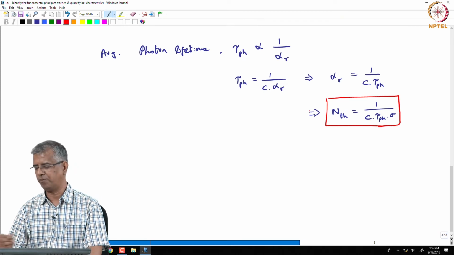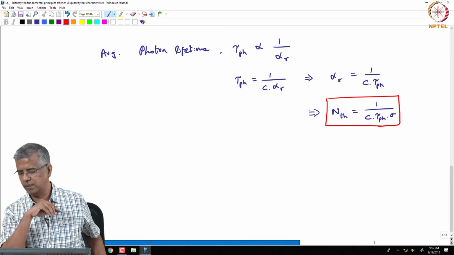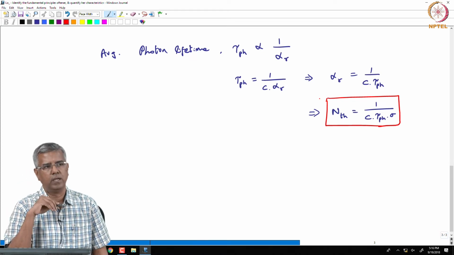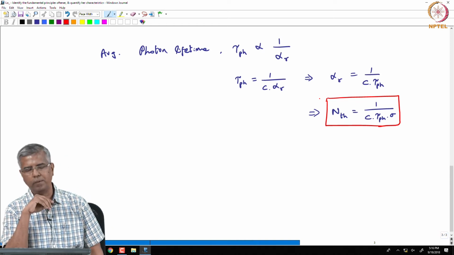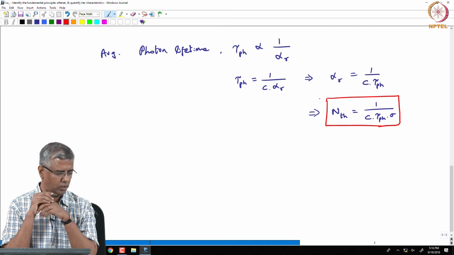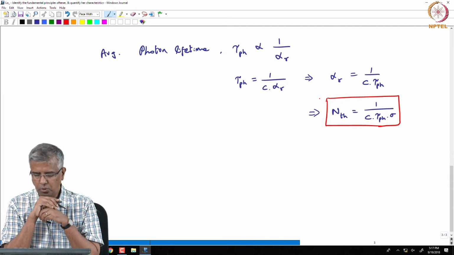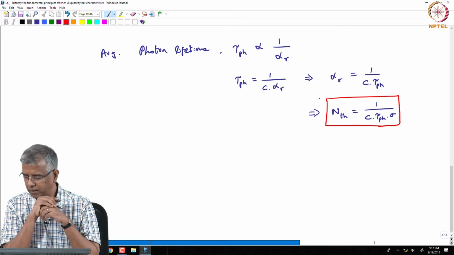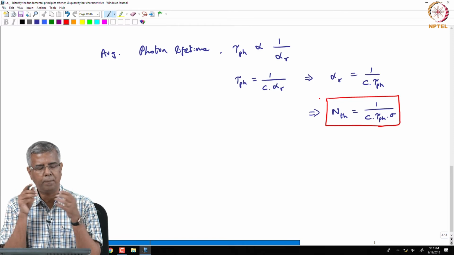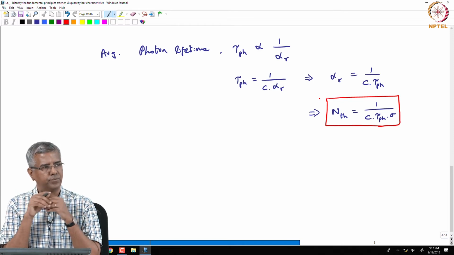It's just a different way of writing it, but nevertheless, this is the inversion with respect to the average lifetime of the photon inside the cavity. So, now I think we have enough material to see what happens when you turn on a laser.